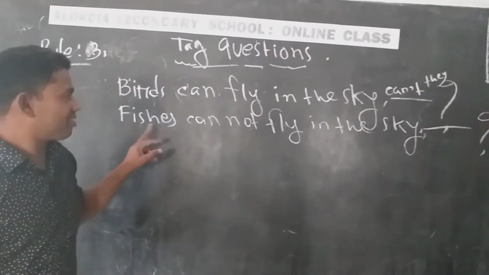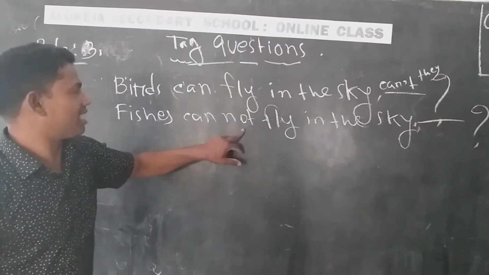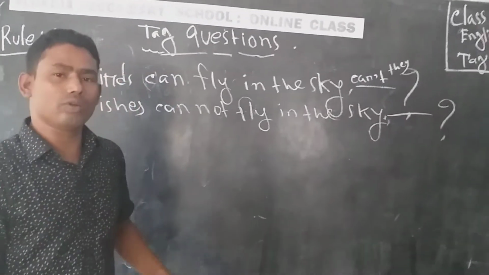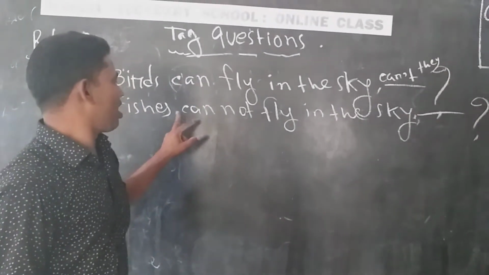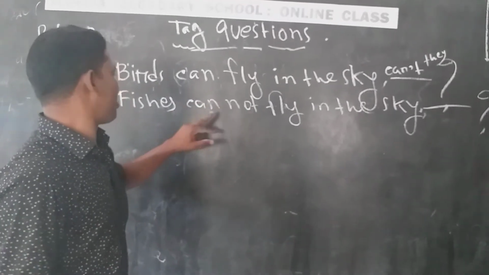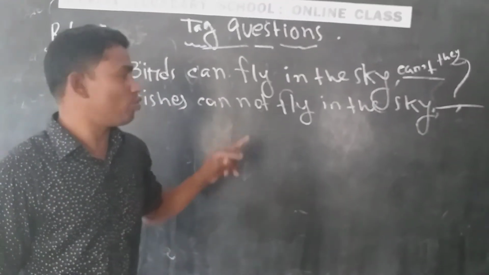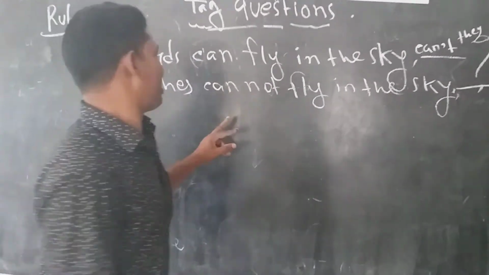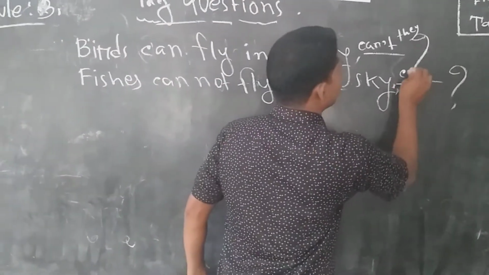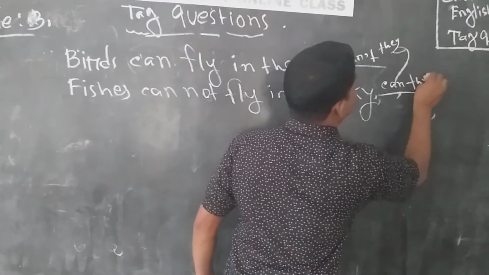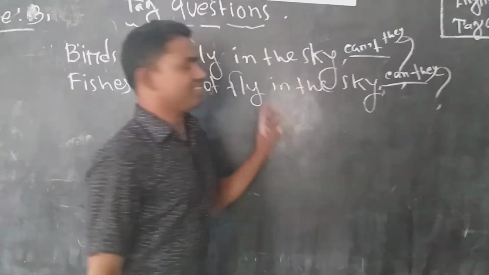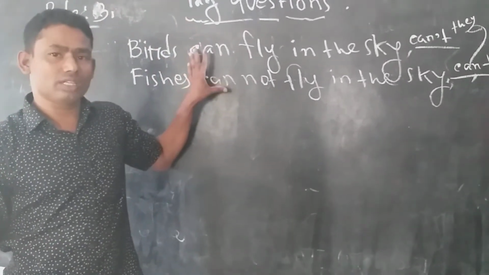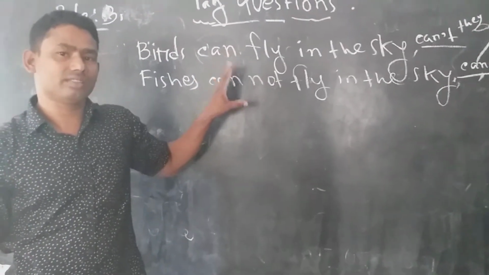And the next one: the sentence is negative, that is, fishes cannot fly in the sky. So we need to use only the modal auxiliary verb and then the subject. We need not put here the short form of not. The answer should be can they. These are the two types of rules. So dear student, write it down on your pad.